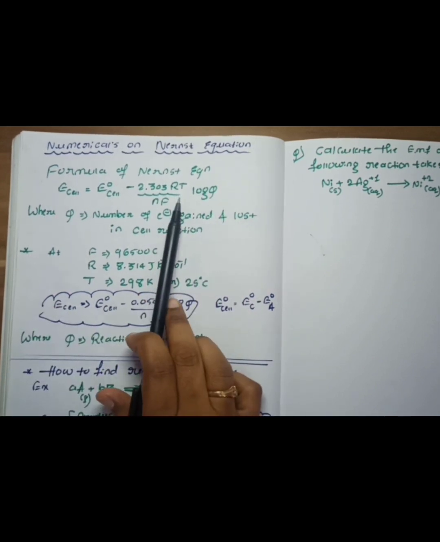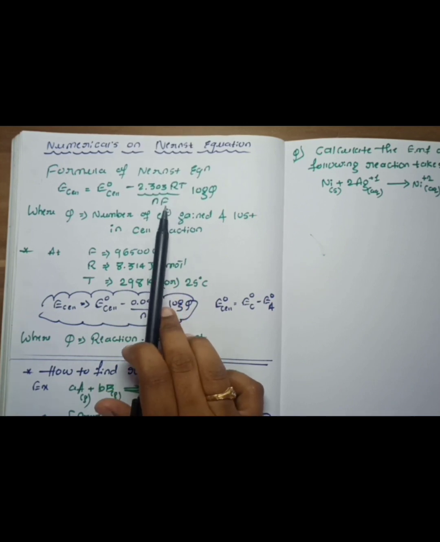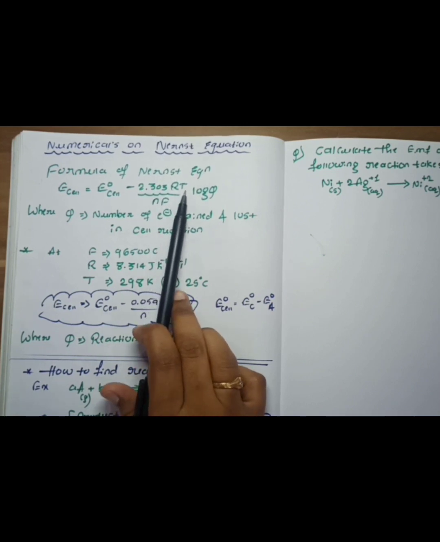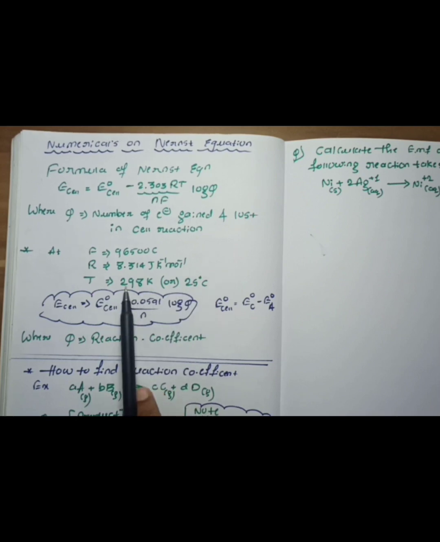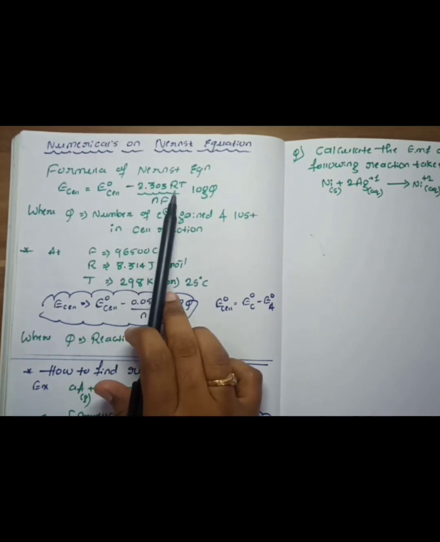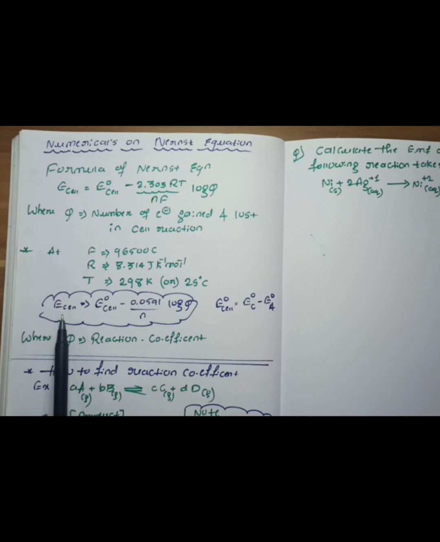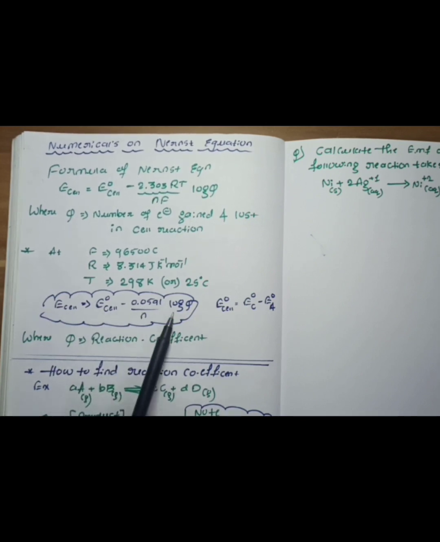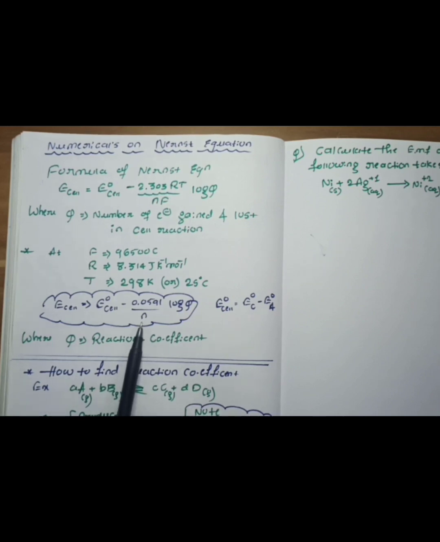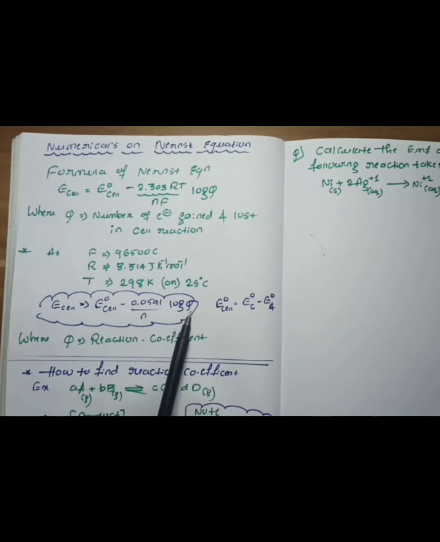Now in this Nernst equation, if we put the values of R and F and the temperature, taking 25 degrees Celsius or 298 Kelvin, we get one more form of the Nernst equation, a modified equation. That formula is E cell is equal to E naught cell minus 0.0591 by n log Q. Already I explained, n means the number of electrons lost or gained in the cell reaction, and Q means the reaction coefficient.